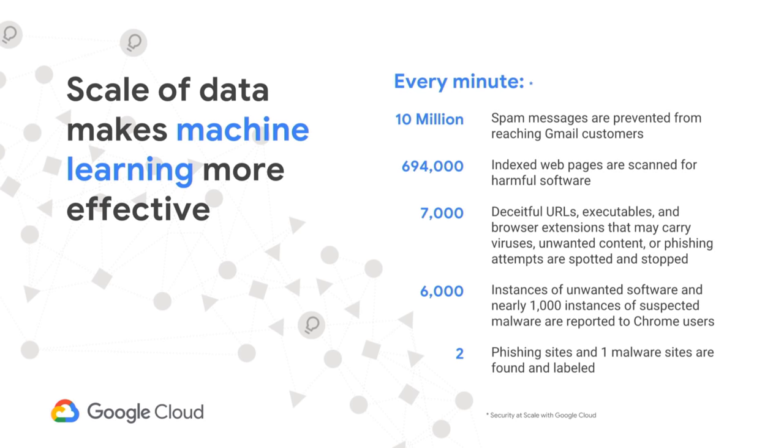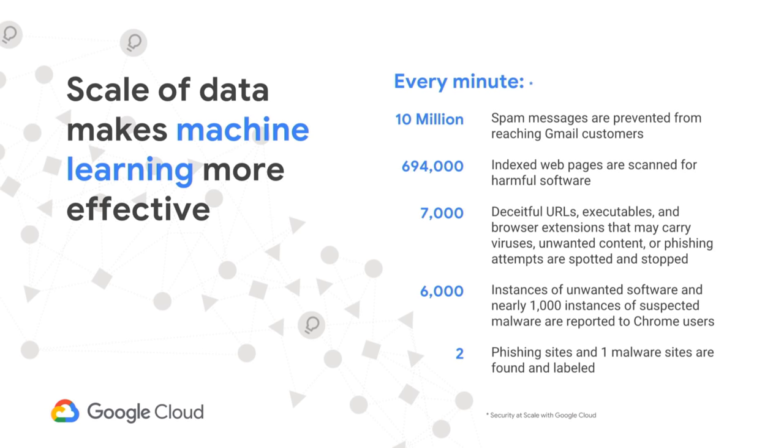Over 500,000 pages indexed and scanned for harmful software. So this is using the Google search engine. We're actually looking for malicious sites, sites that host malware, links that might be in your email that would direct you to a page that would do something harmful. 7,000 deceitful URLs, browser extensions that may carry viruses, unwanted content, phishing attempts. Again, we're detecting 7,000 new ones per minute.